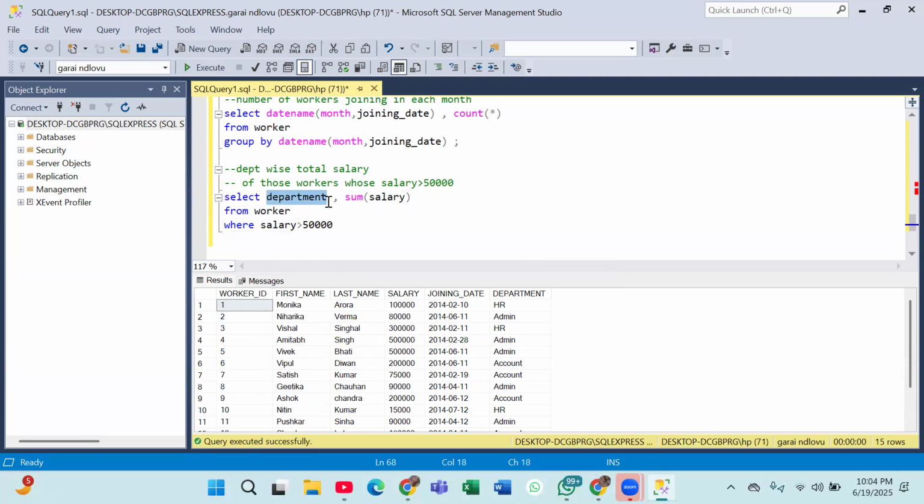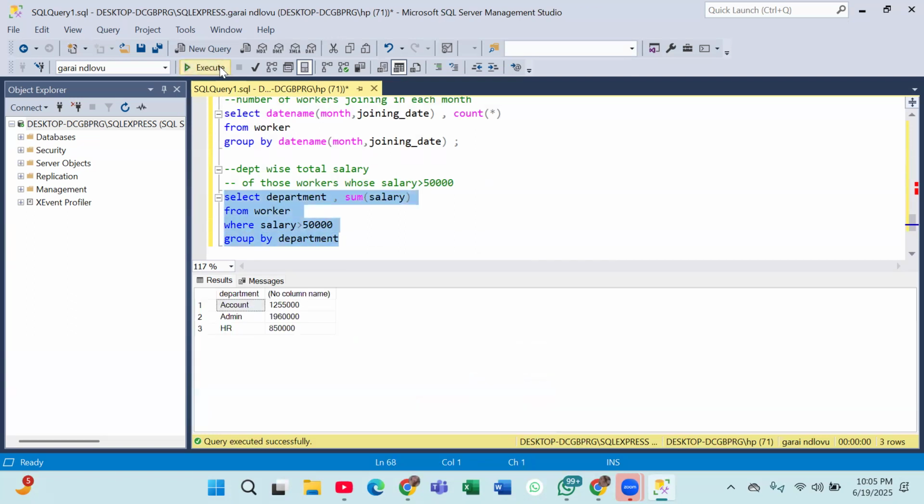Here it is a non-aggregate column. With that, we are using an aggregate column. So we have to use group by, and in group by you will mention all your non-aggregate columns. Is this clear with everyone? So you get department-wise total salary now. Is this clear? Okay.